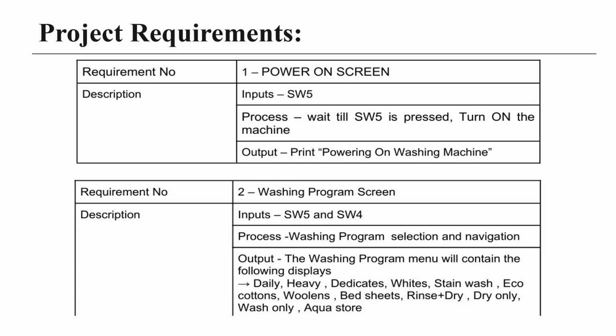Second requirement is the washing program screen. It will use switch 4 and switch 5 for its inputs, and it will be used to display various functions in the menu like daily, heavy, delicates, whites. These are the different types of wash programs which will be displayed. And using the S4 switch, we can navigate through all these options. And if we want to select a particular option, then we have to long press the S4 switch in front of the highlighted option, and that will be selected.